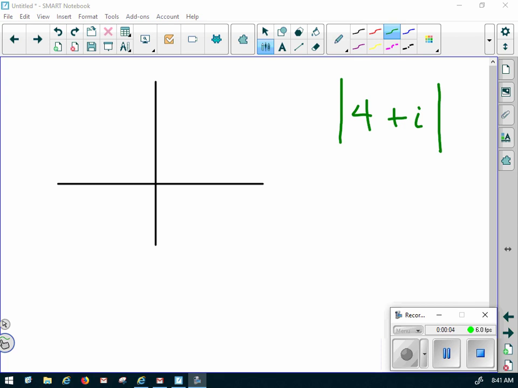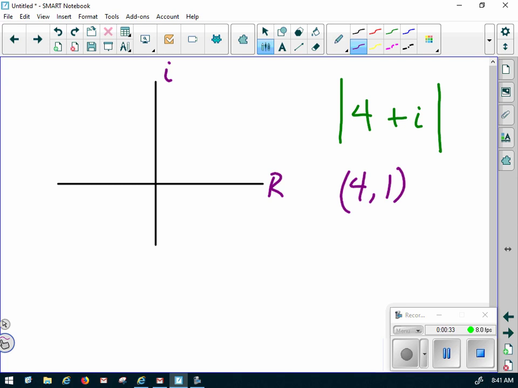So what we said yesterday at the very end of the period is you can actually graph 4 plus i. And what we do is we put the real part on the x-axis and we put the imaginary part on the y-axis. Now what's the real part of this number? 4. And what's the imaginary part? Well, what's the number that's multiplied by the i? 1. So you're just going to plot the point (4, 1).